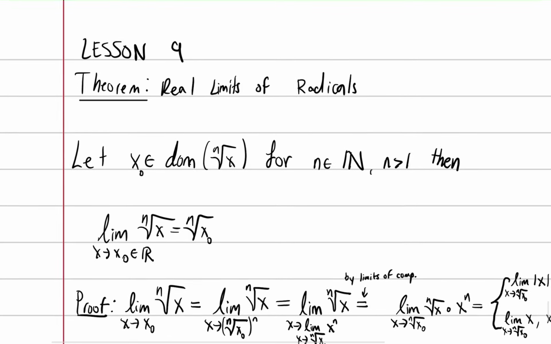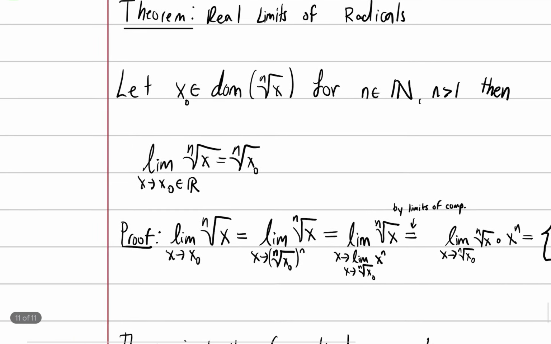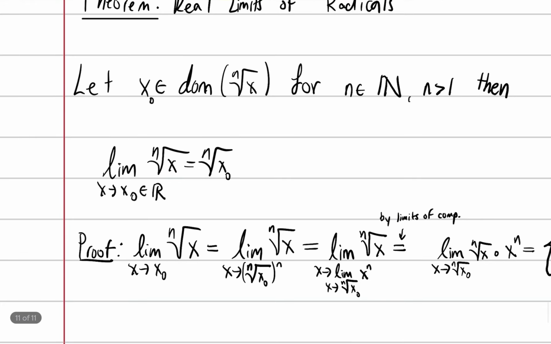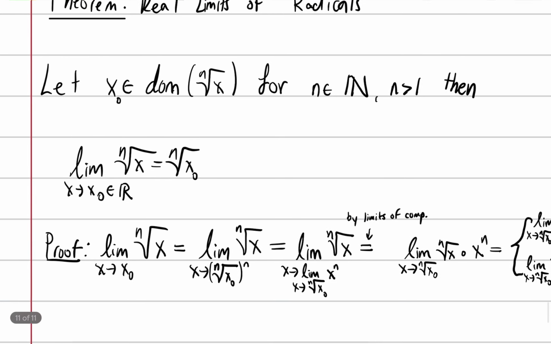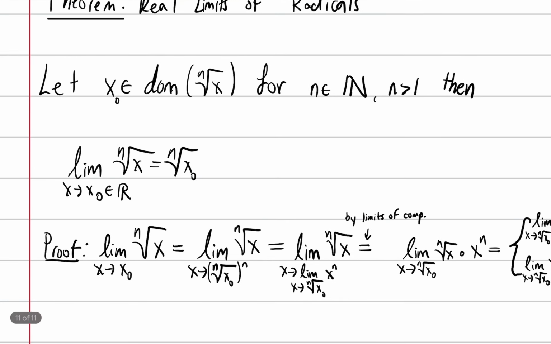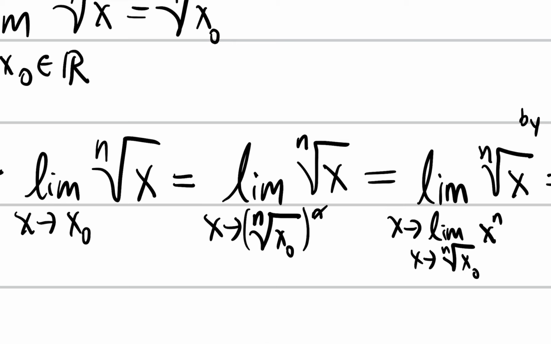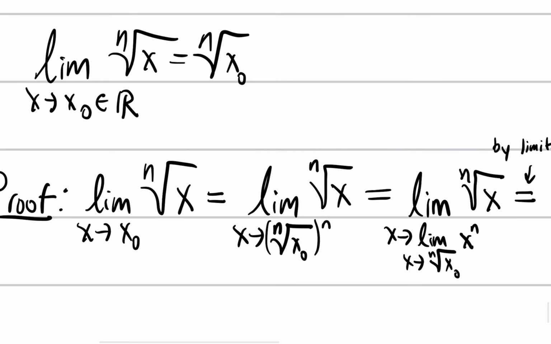So how do we prove this? Well, here's our proof. This limit, we're not even going to use any epsilon delta. I think we already have enough properties. Let's try. The limit as x approaches x naught, of course, we know that the nth root and the nth power, assuming x naught is part of the domain, will just cancel out. So we can make this step.